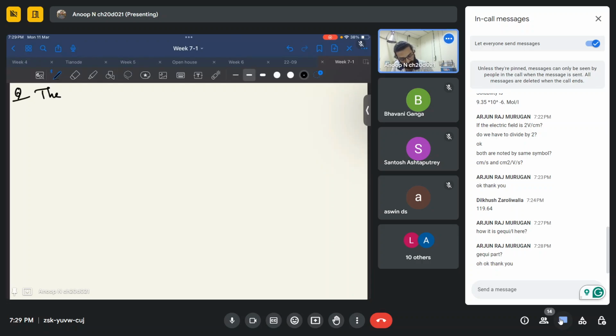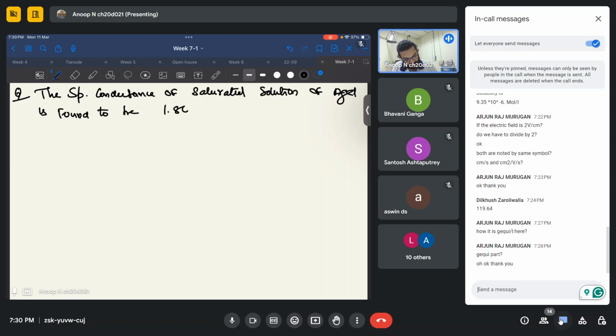Next question: the specific conductance of a saturated solution of AgCl is found to be 1.86 into 10 raised to minus 6 Siemens centimeter raised to minus 1, and that of pure water is 6 into 10 raised to minus 8 Siemens centimeter raised to minus 1.